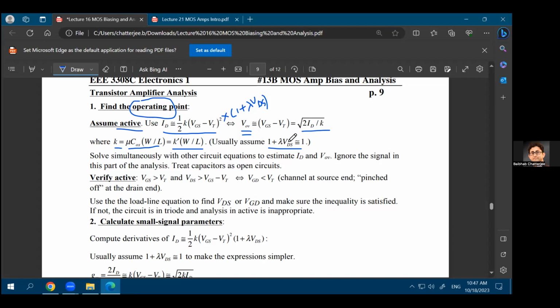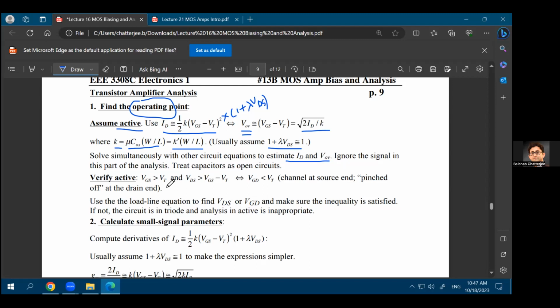If in the question it is mentioned that do not consider channel length modulation, you do not have to consider this 1 plus lambda VDS term, and this can be considered as equal to 1, because as you again know, lambda is very small. So lambda times VDS is very small, and 1 plus lambda VDS will be almost equal to 1. All right. So using these equations, you will eventually estimate what your ID is and what your VOV is.